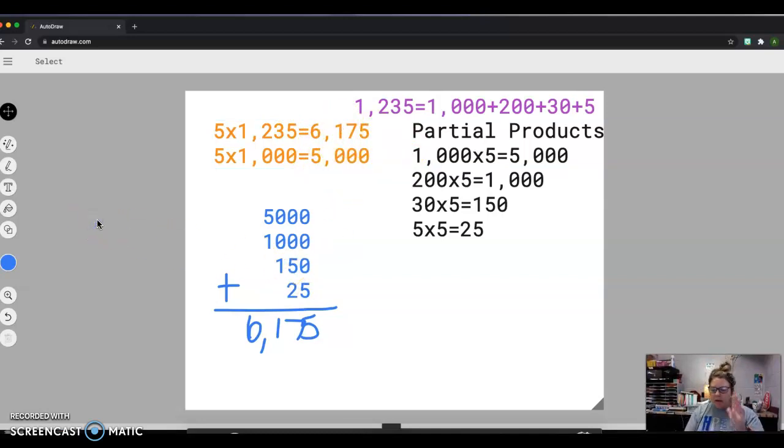So that is all we're going to be doing for today. Be sure you come back tomorrow. We're going to be continuing to use the area model, or we're going to learn about the area model, and then we're going to continue using partial products to multiply.